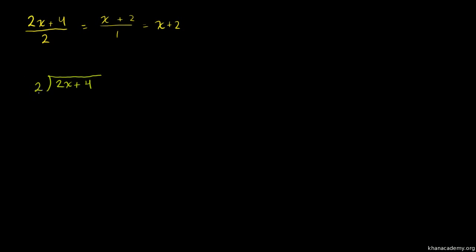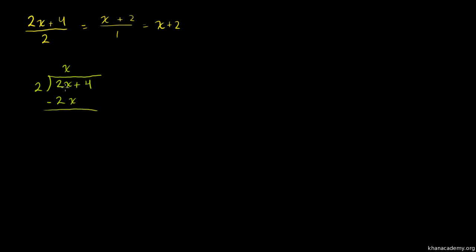You would always start with the highest degree term. 2 goes into the highest degree term. You would ignore the 4. 2 goes into 2x how many times? Well, it goes into 2x x times. And you put the x in the x place. x times 2 is 2x. And just like traditional long division, you now subtract.